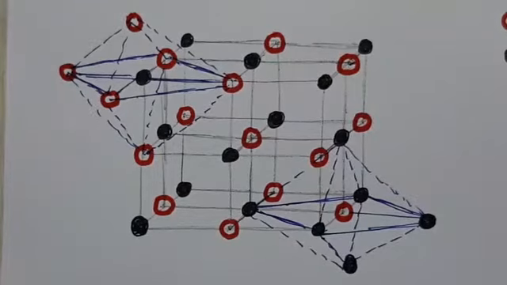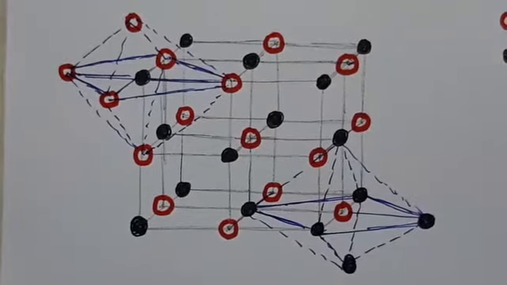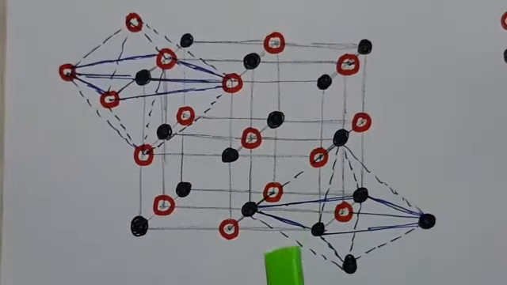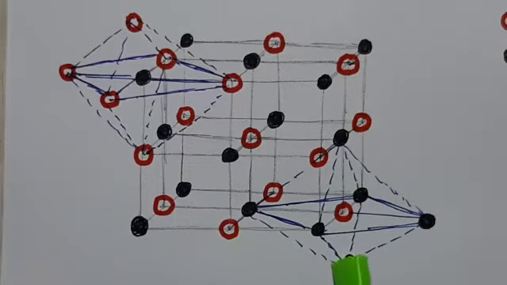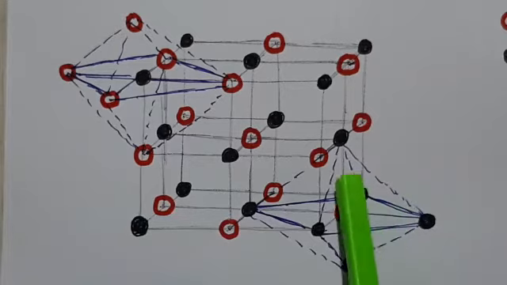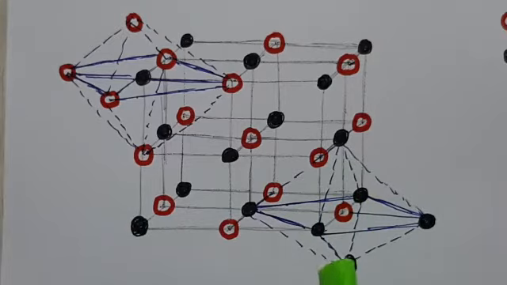See this condition, see the structure here. 1 2 3, 1 2 3 4 in a square, see here, and one is at the top and one is at the downward. Then this structure is octahedral. This structure is octahedron, and the gap in between these will be an octahedral void.